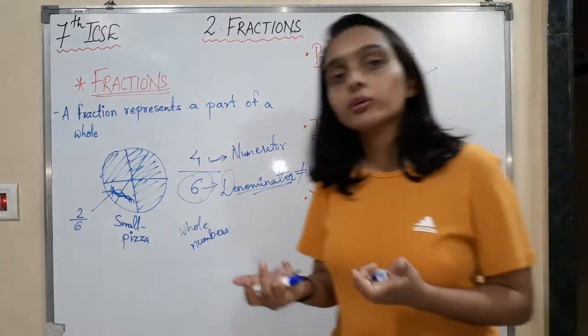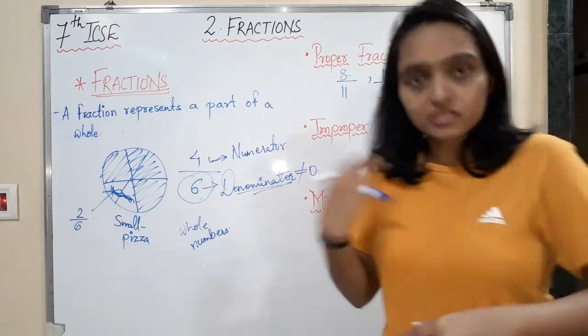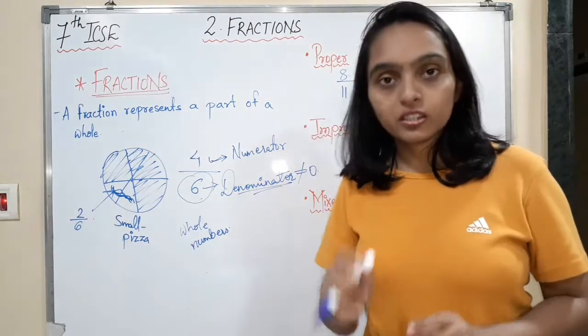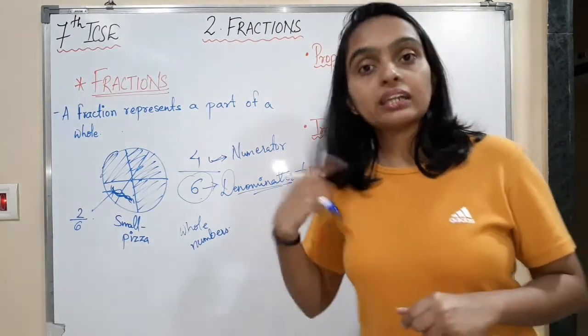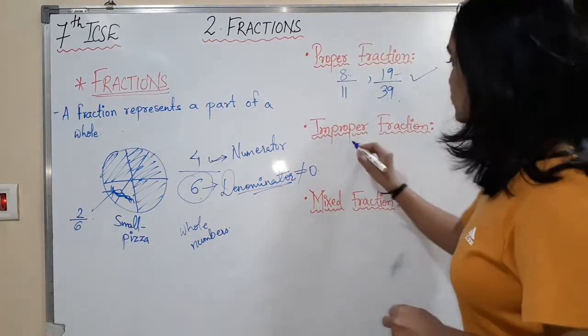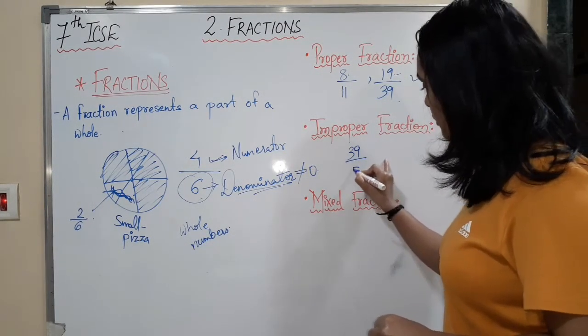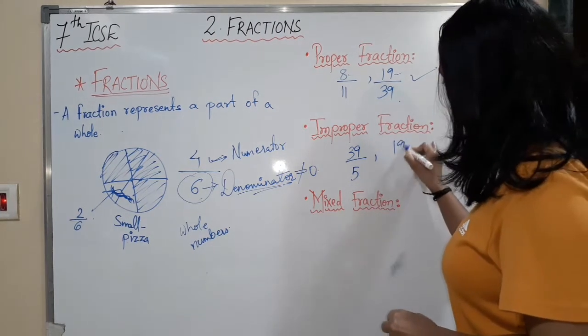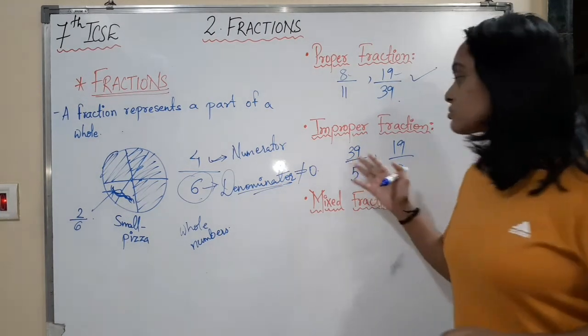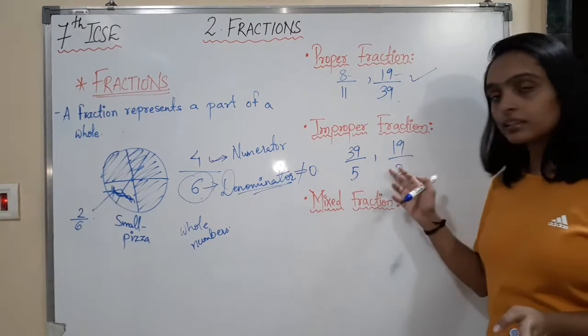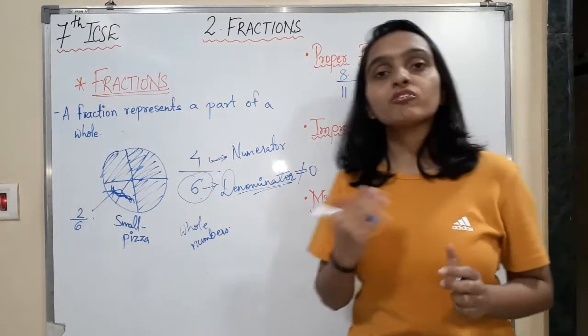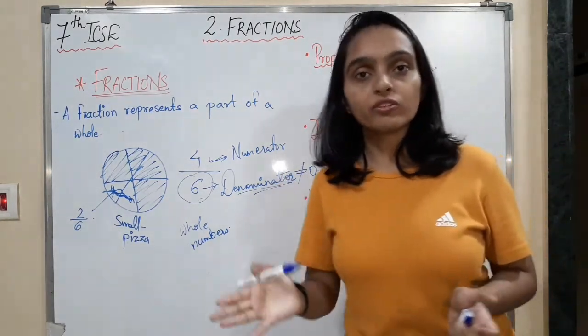Then what are improper fractions? Improper fractions are just the opposite of proper fractions. Here you will have numerators greater than the denominator. For example, 39 upon 5, 19 upon 2. So here numerators are greater than the denominator. Such types of fractions are termed as improper fractions.